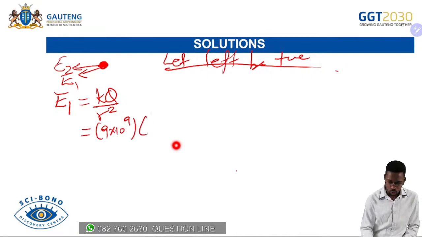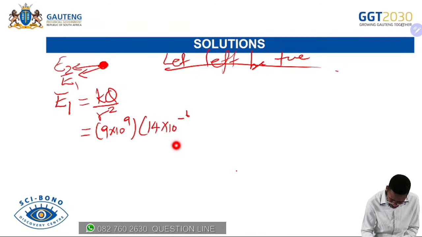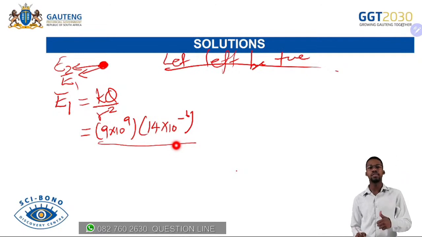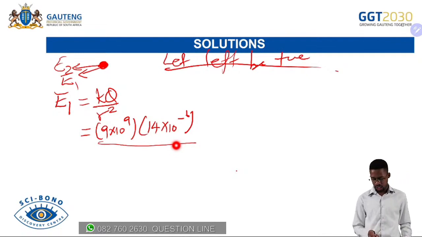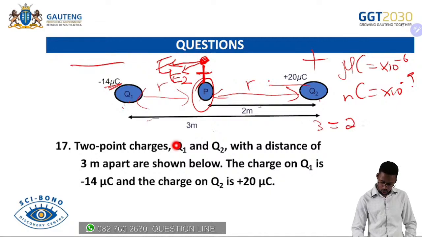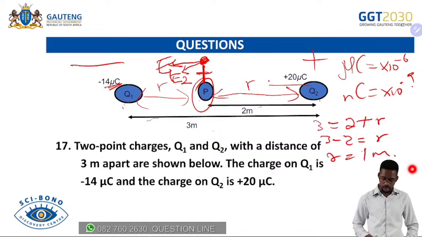What is our charge 1? It's 14 times 10 to the power negative 6. So we don't put the sign. Divided by the distance between charge 1 and the test charge. So from charge 1 to the test charge, we want this distance. We know that the distance from charge 1 to charge 2 is 3 meters. From charge 2 to P is 2 meters. So it's going to be 3, which is 2 plus unknown. So we transpose this: 3 minus 2 is equal to R. Therefore, R is going to be 1 meter.